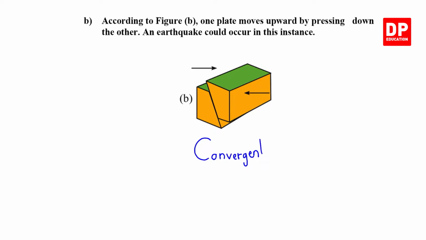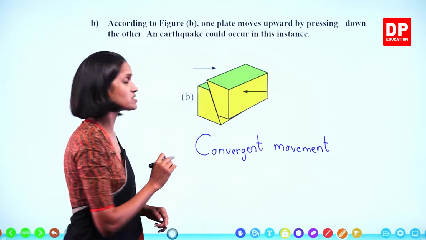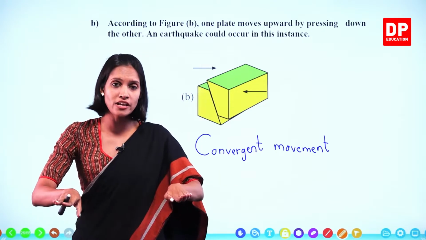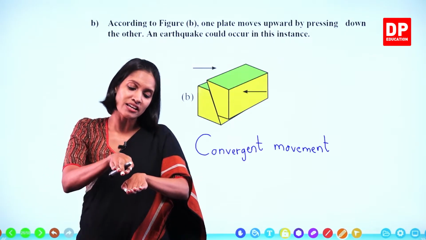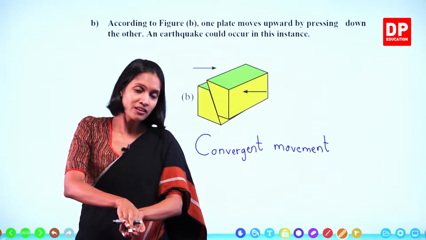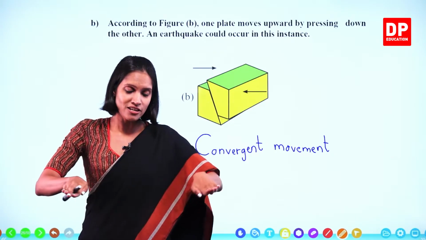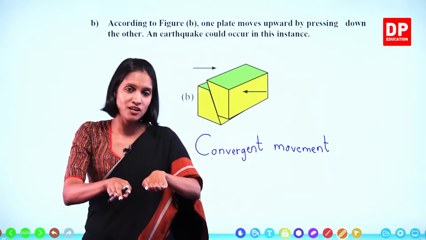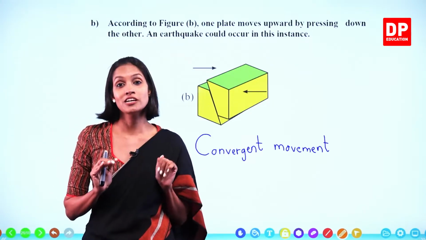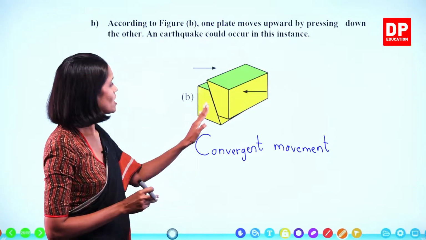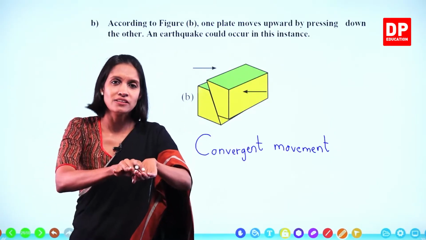Convergent movement. Right? Due to this convergent movement, two plates move towards each other and one goes over the other, pressing down the other one. Right, children? Two come together, convergent movement. The one goes over the other, pressing the other one down. Right? What will happen? Here they contact with each other.